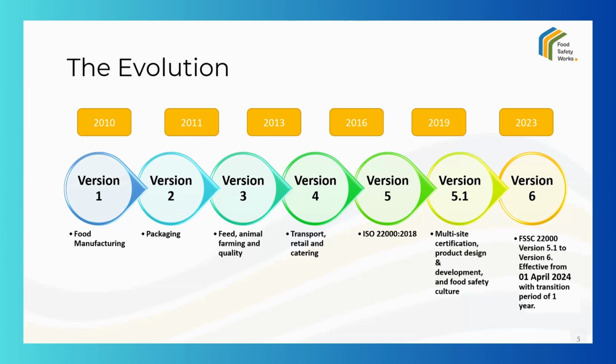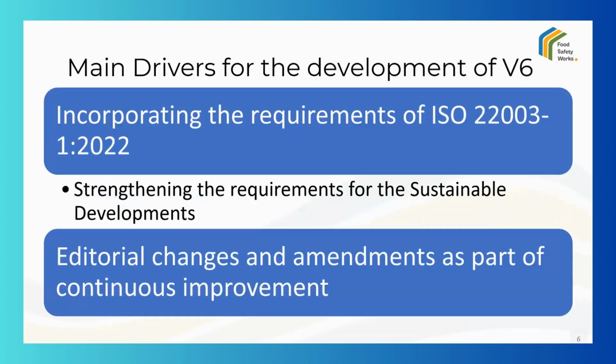And similarly for version 6, the major changes are in your additional requirements, right? The other parts of your FSSC stay the same. There are no changes in that. So why did we have to do that? The major thing is FSSC is a GFSI certified recognized standard.